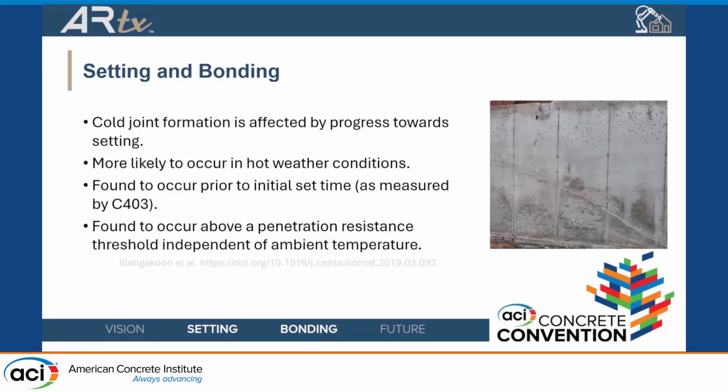All right, let's move into bonding here. So setting and bonding are related. As that penetration resistance starts to go up, your likelihood of forming a cold joint goes up as well. And a study cited here talking about the actual penetration resistance defines when that cold joint susceptibility occurs. And we know that in hot weather that occurs faster than cold weather. In dry weather that can actually occur faster than humid weather.